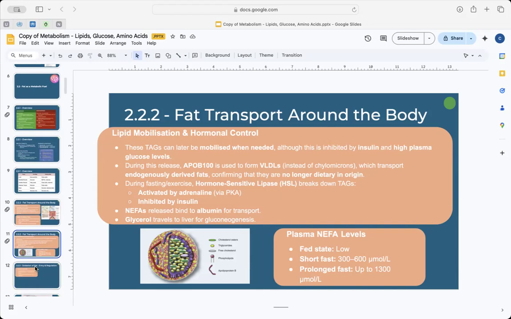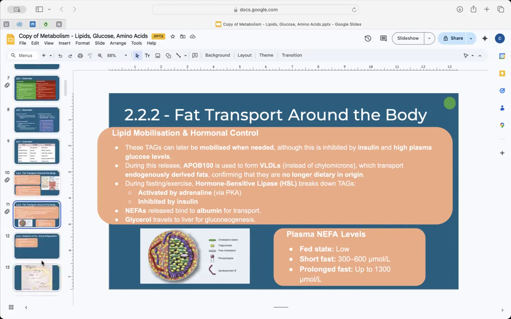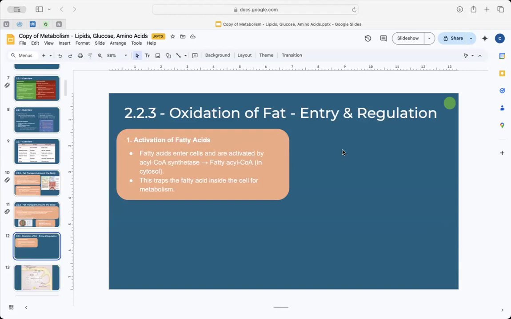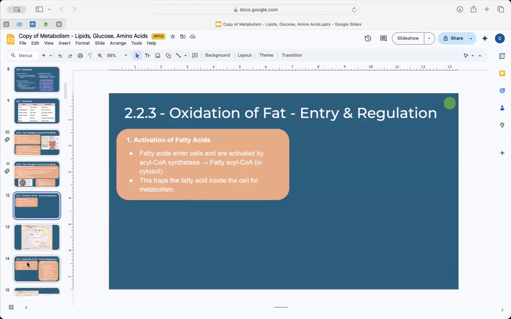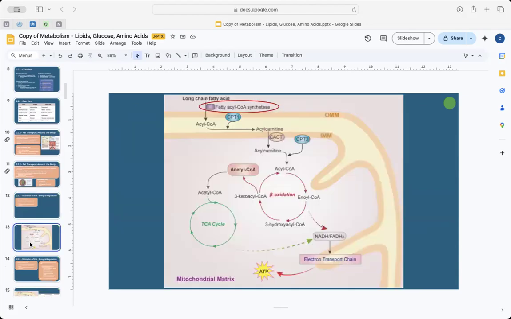The next step in the syllabus, and also logically, is the oxidation of fat. So entry and regulation, first of all. Activation of fatty acids: fatty acids enter cells and are activated by acyl-CoA synthetase to form fatty acyl-CoA in the cytosol. And that traps the fatty acid inside the cell for metabolism. So you can see it here.